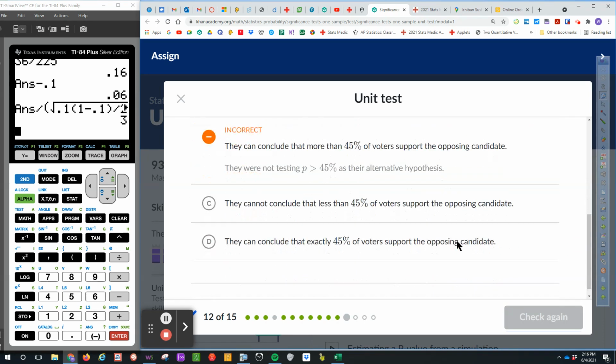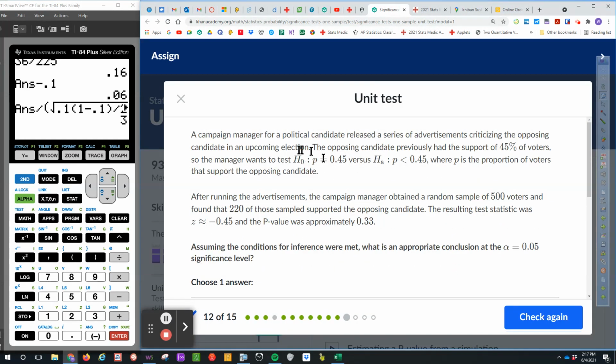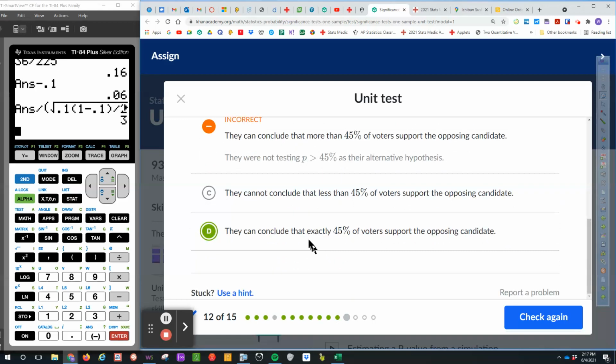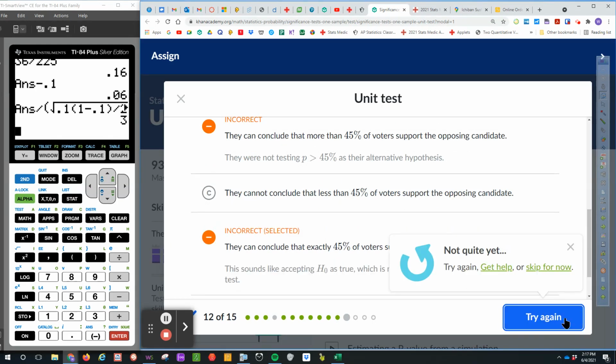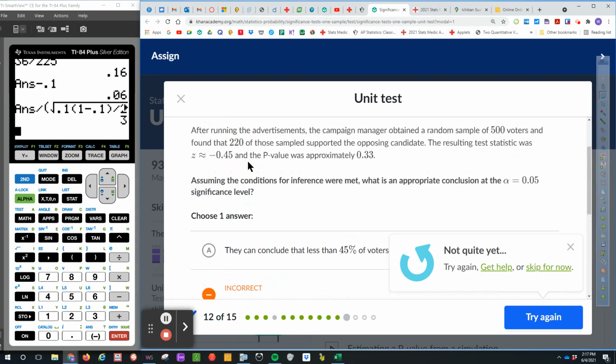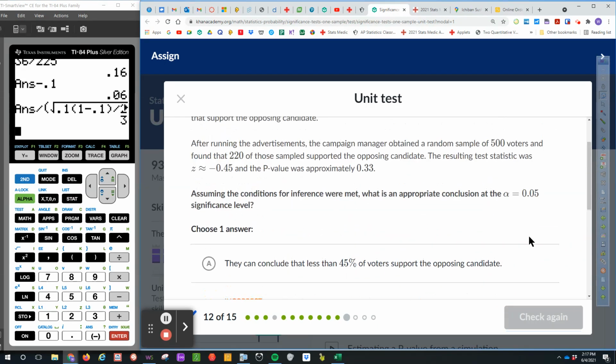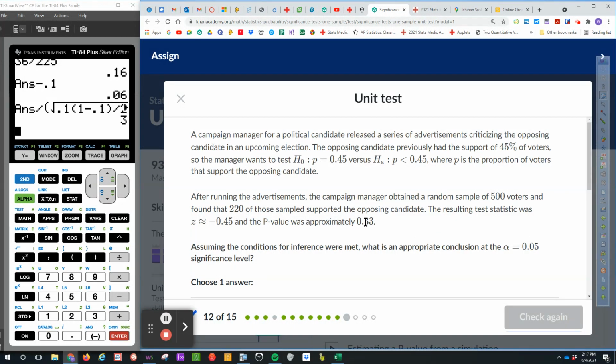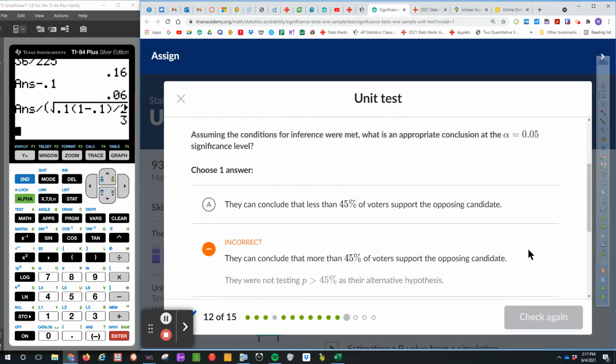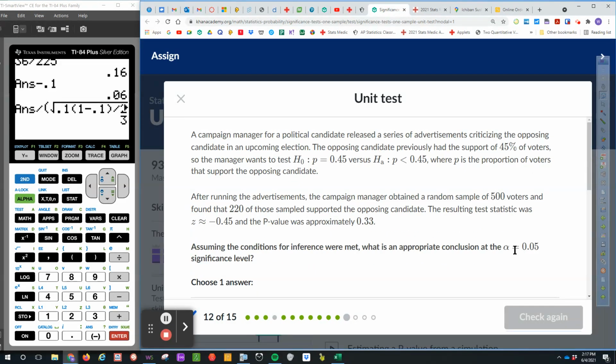Okay. So they can conclude that exactly 45% of voters support the opposing candidate, which is what we're saying. We cannot reject H naught, and H naught is apparently right here, exactly 45. Let's see. The p-value is more than alpha. If the p-value is more than alpha, we cannot reject. We fail to reject 0.45.